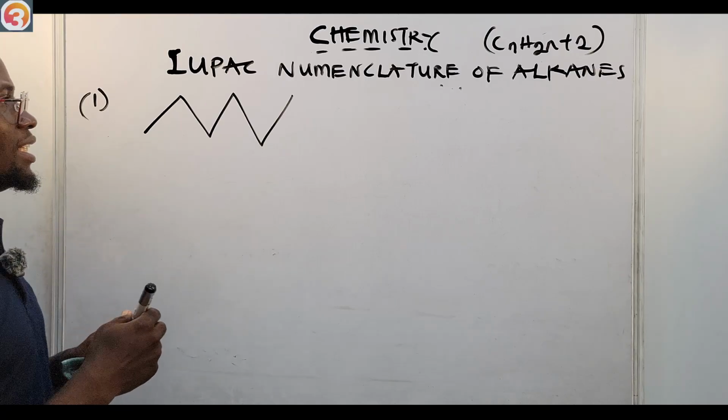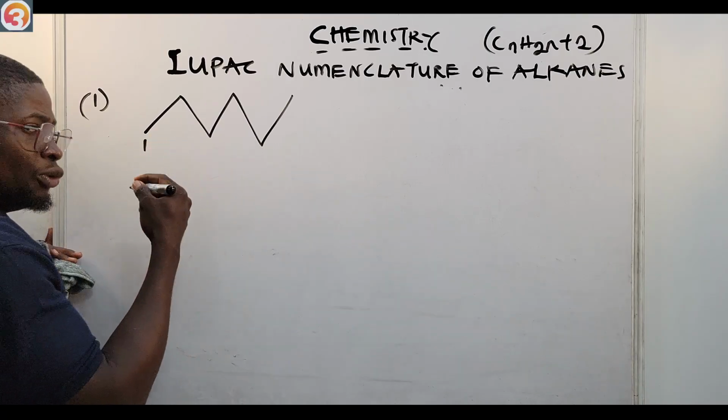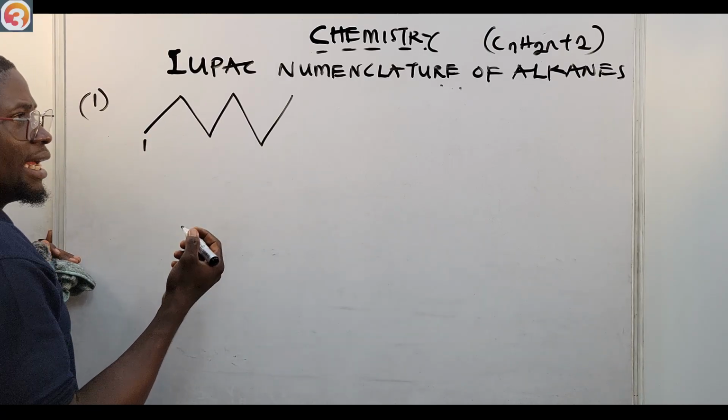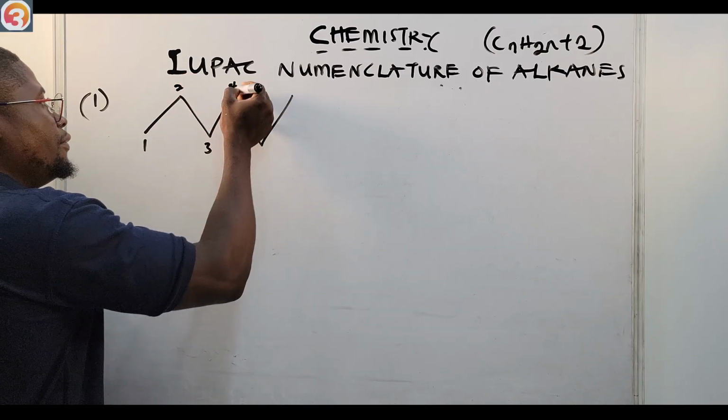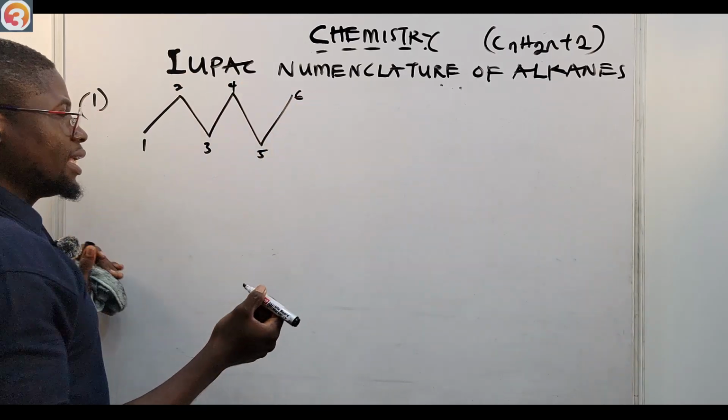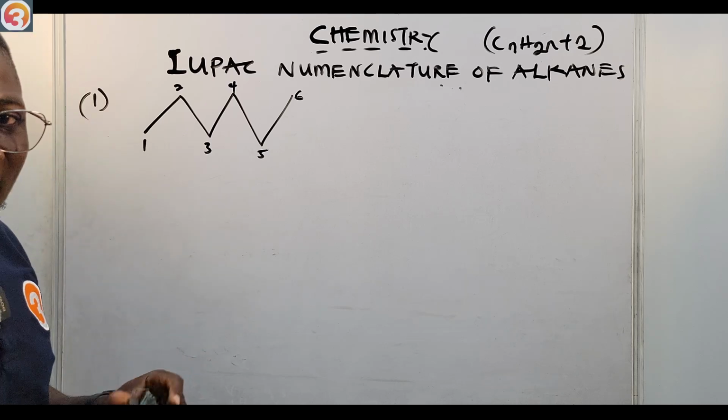Okay, so this means that you can number. We want to name a structure, so we number: 1, 2, 3, 4, 5, 6. Now, which alkane has 6 carbon atoms?